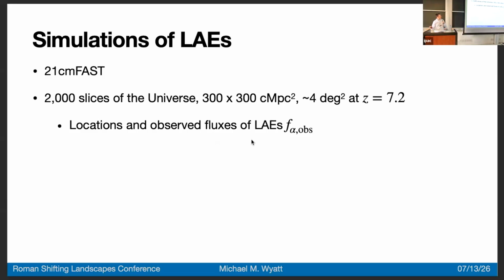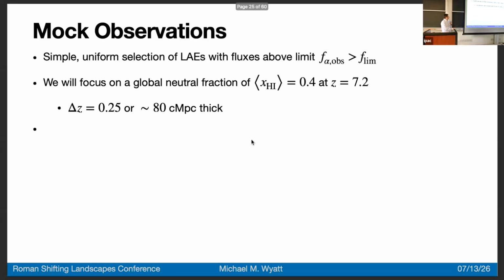Each of them are around 4 degrees squared at redshift 7.2, which is the redshift we'll be looking at. And what we have are the locations and the observed fluxes of our Lyman alpha emitters, where those observed fluxes depend on the ionization fraction of the universe. And in terms of our mock observations, we're just going to go with a simple uniform selection of our Lyman alpha emitters above some observational flux limit, which I'll come back to in a second. And we're going to look at, in this case, global neutral fractions of 40%, again at redshift 7.2.